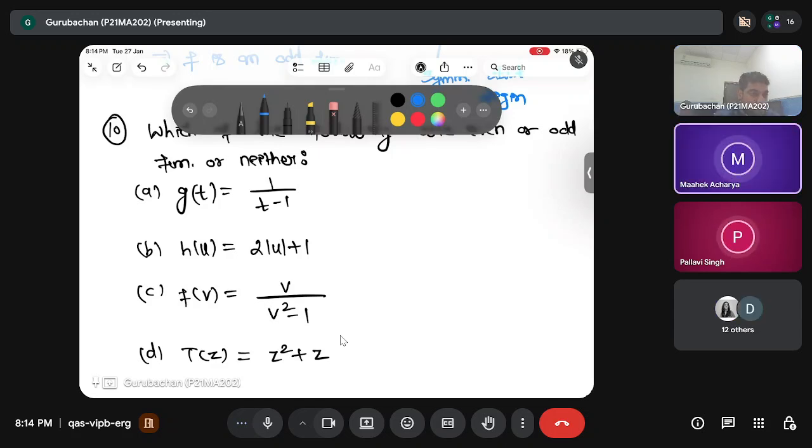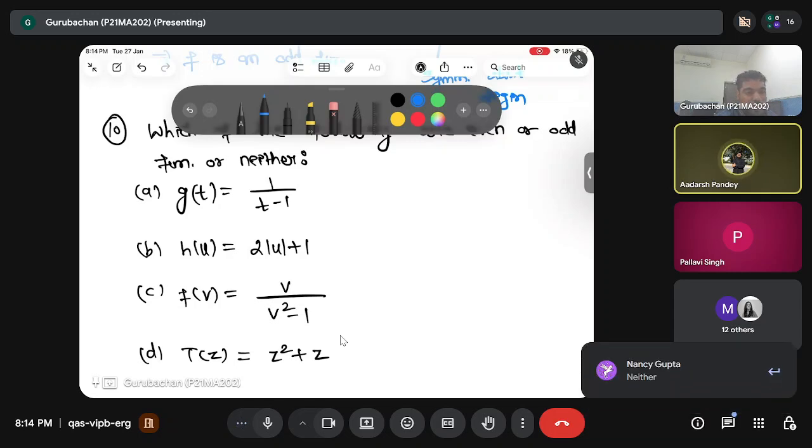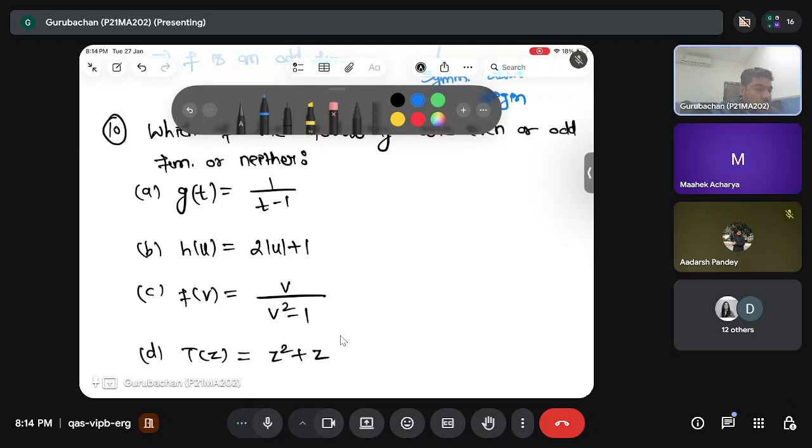I guess it is neither. Odd function. No, sir, it is neither. Who is saying it is an odd function? I think Meg. Yeah. Neither. Meg, it is an odd function? I guess so. Okay. So you don't need to guess.